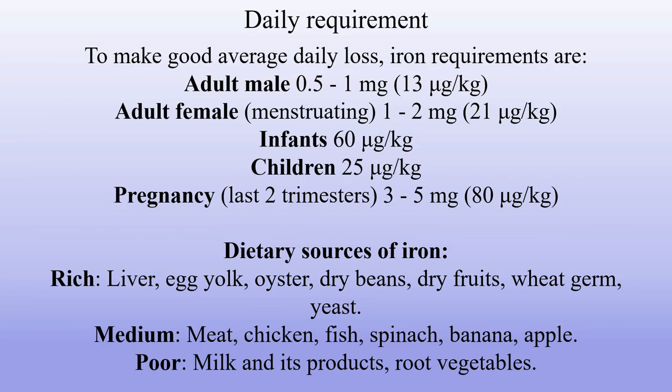Daily requirement of iron. To make good average daily loss, iron requirements are: adult male from 0.5 to 1 mg, adult female menstruating from 1 to 2 mg, infants 60 micrograms per kilogram, children 25 micrograms per kilogram, pregnancy last 2 trimesters from 3 to 5 mg. Dietary sources of iron. Rich with iron are liver, egg yolk, oyster, dry beans, dry fruit, wheat germ, yeast. Medium: meat, chicken, fish, spinach, banana, apple. Poor: milk and its products, root vegetables.